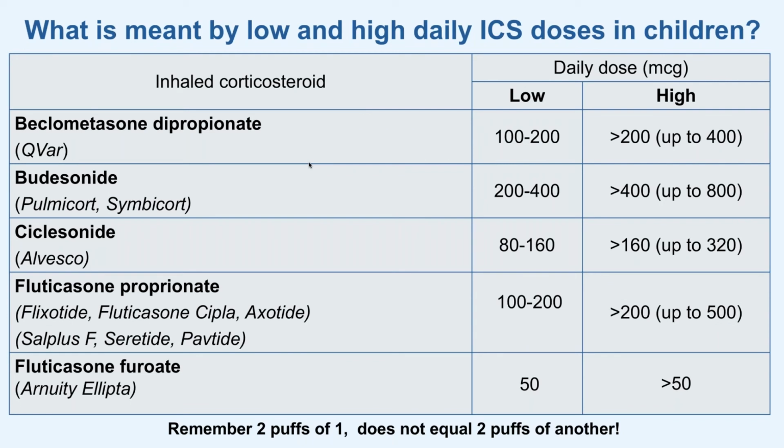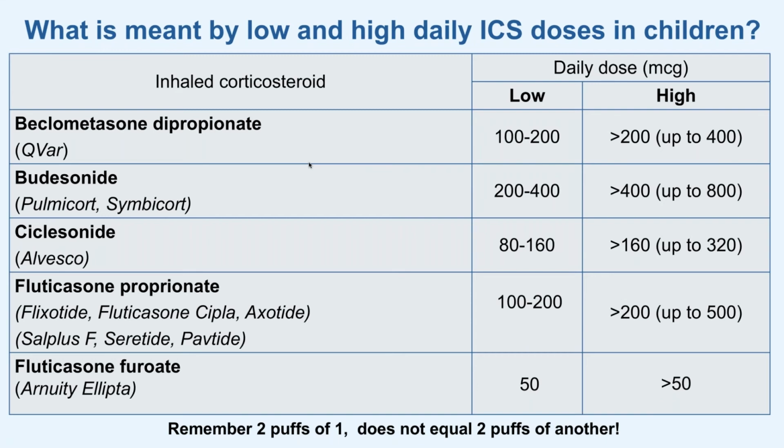This table identifies low and high daily inhaled corticosteroid doses in children. So these doses are equivalent for QVAR, which is a TGA-registered CFC-free formulation, not overly popular out there on the market. QVAR is only available for children over 5 years. And then we have budesonide, which of course is Pulmicort and Symbicort. A low dose is 200 to 400 micrograms. A high dose is 400 up to 800 micrograms. And budesonide in those 2 forms of Pulmicort and Symbicort is PBS listed for children over 4 years of age. But Symbicort we generally don't prescribe for over 12 years of age. That's a combination medication of the inhaled corticosteroid and the long-acting beta agonist.